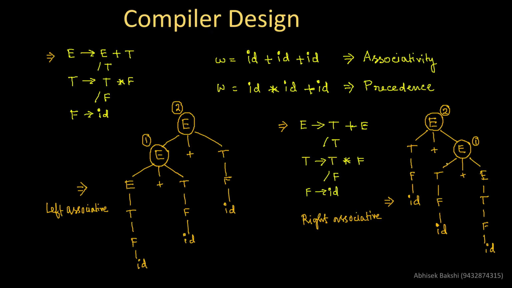But this is point number one. Now what about precedence? If I consider designing id star id plus id using this first production rule, how will it look like? If I want to design it, I will have to design something like that. Again, let's write the grammar here, just for your reference.